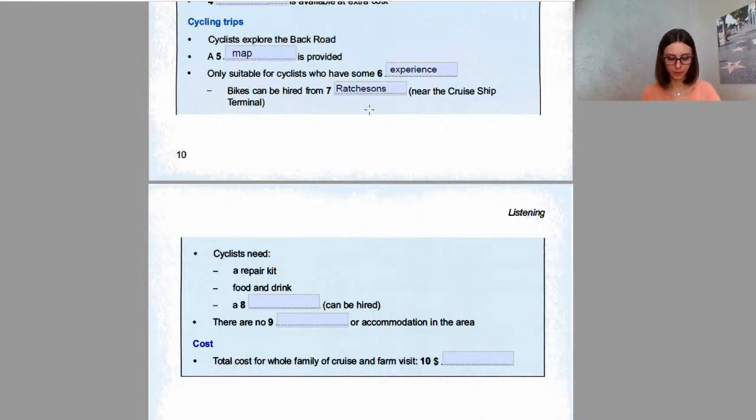Check your spelling for this one. So number 8 is a helmet. Number 9, shops. And number 10 is $267. So these are the answers.